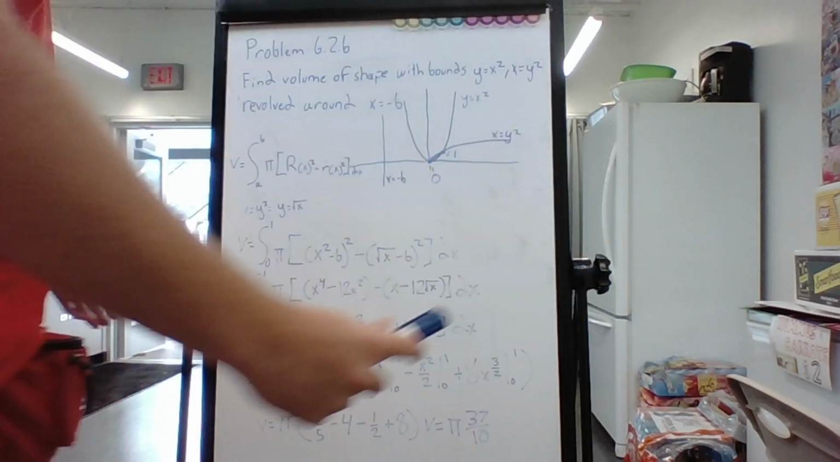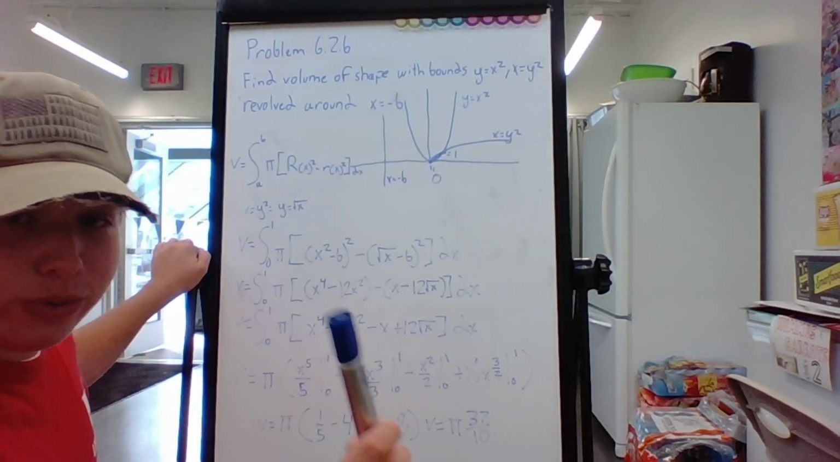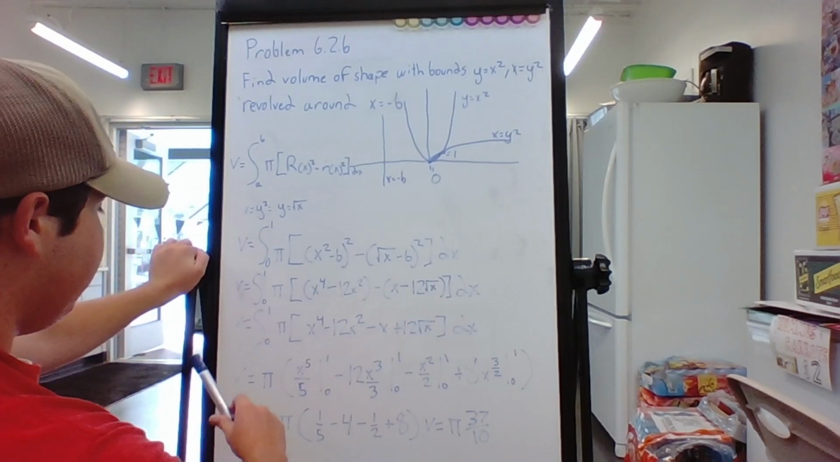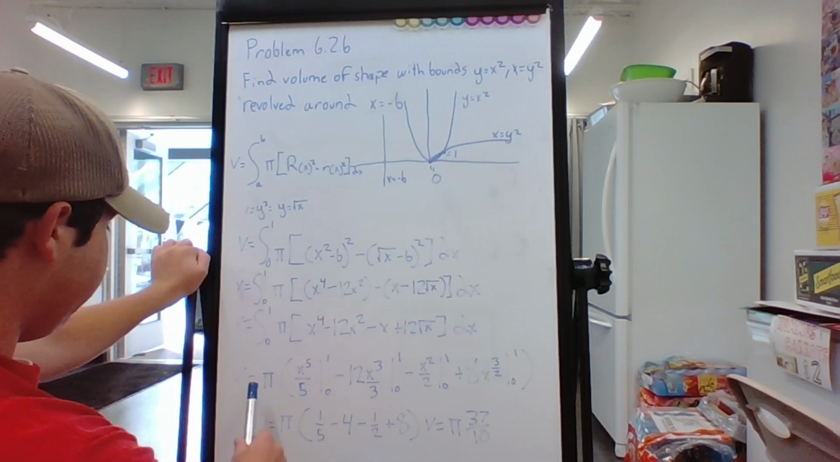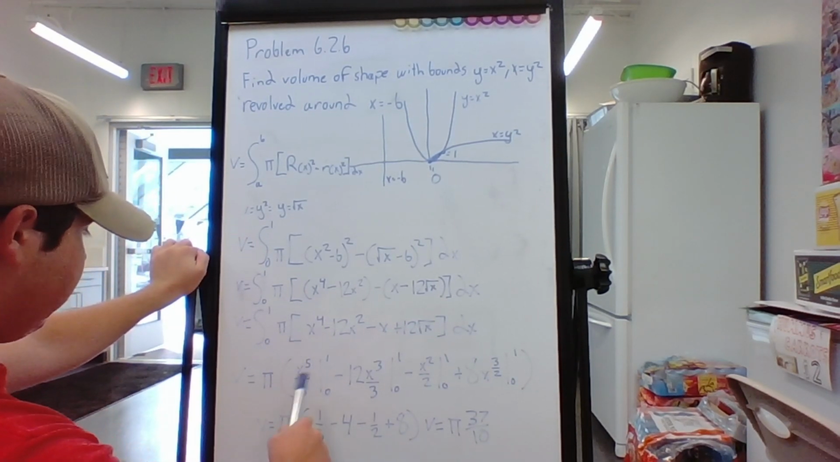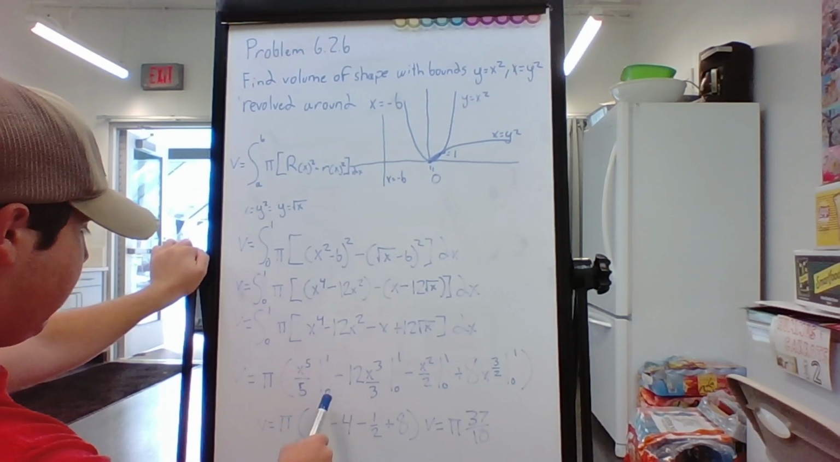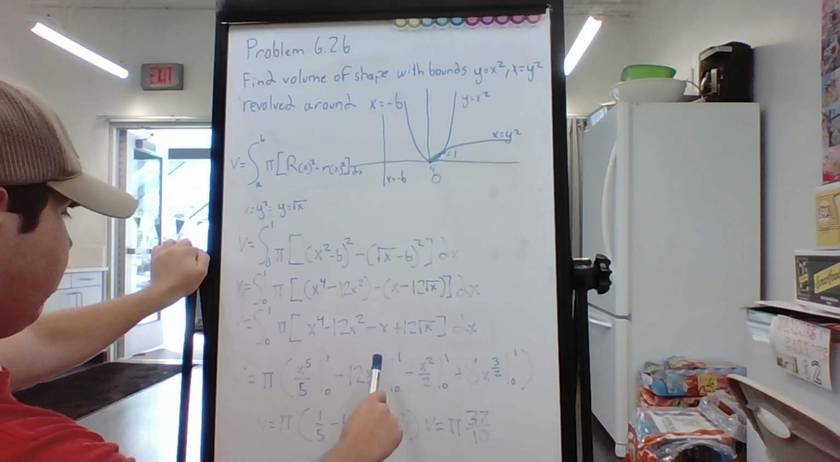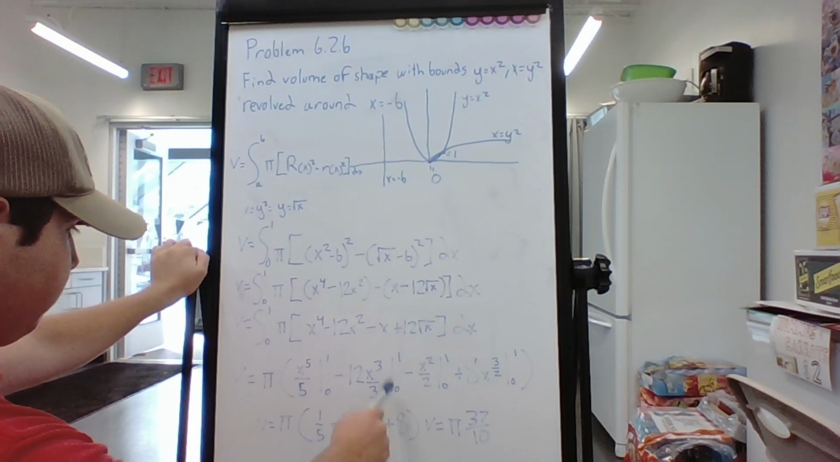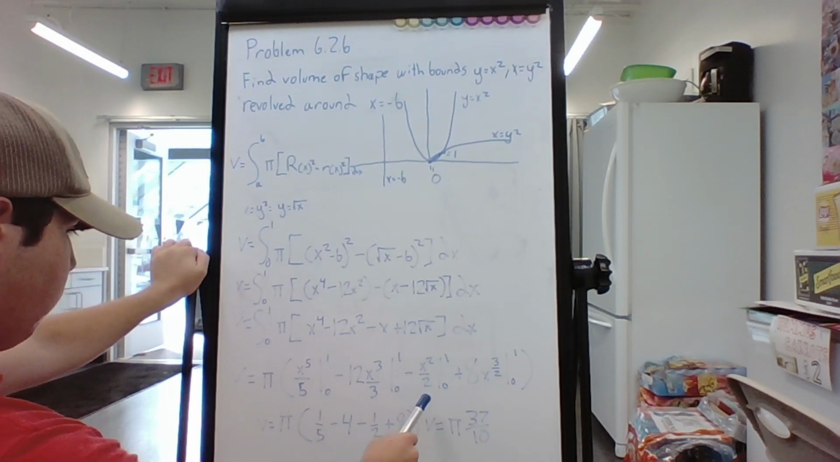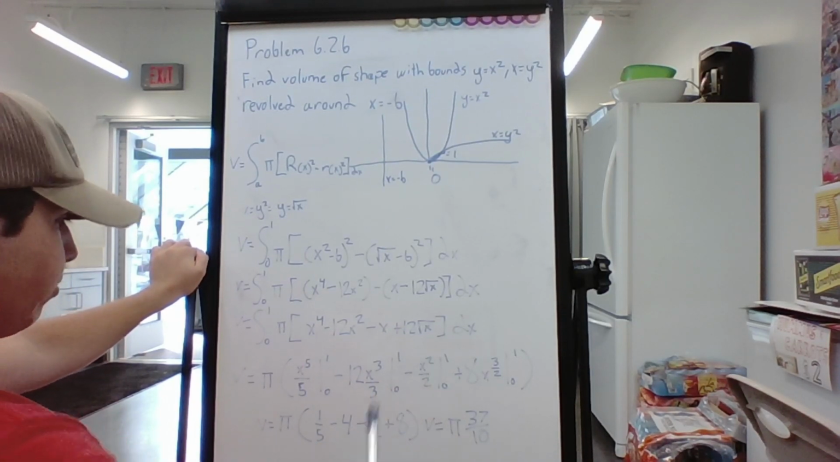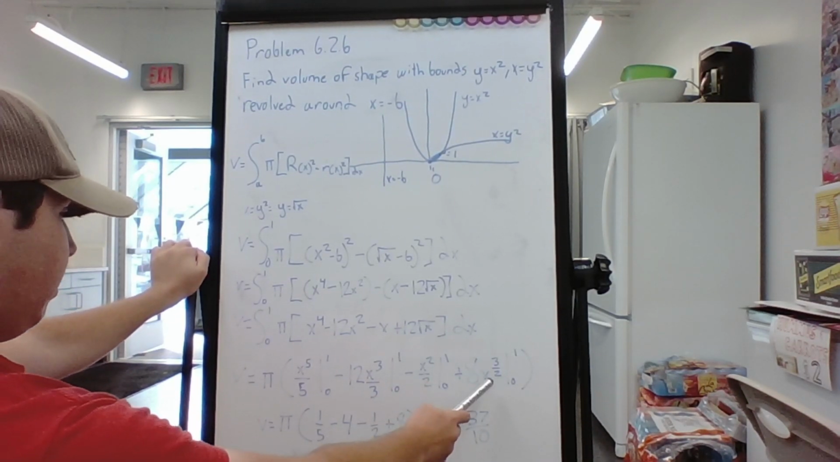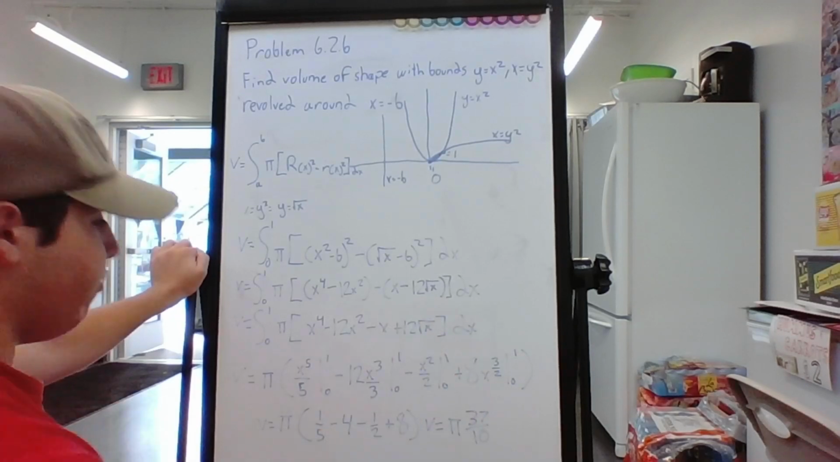And then what we can do is start to evaluate it. So the volume is equal to pi times x to the fifth over 5, evaluated from 0 to 1, minus 12 times x to the 3 over 3, evaluated from 0 to 1, minus x squared over 2, evaluated from 0 to 1, and plus 8x to the 3 halves, evaluated from 0 to 1.